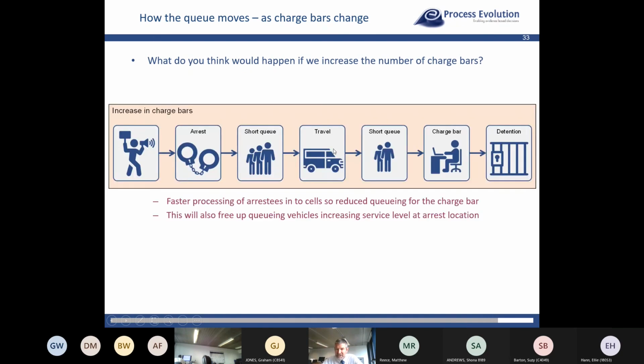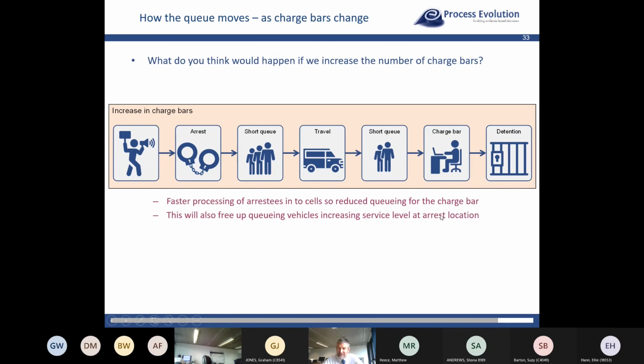If we increase the number of charge bars, well, now we're starting to find out what's going on. We get a shorter queue here. Because there's a shorter queue here waiting for the charge bar, the vehicle gets released sooner to go and pick up people. So we get a shorter queue at the arrest point. So although the initial problem was about how many vehicles I need, we've got to take into consideration the number of charge bars. And actually having more charge bars is vitally important to getting vehicles back out to service.